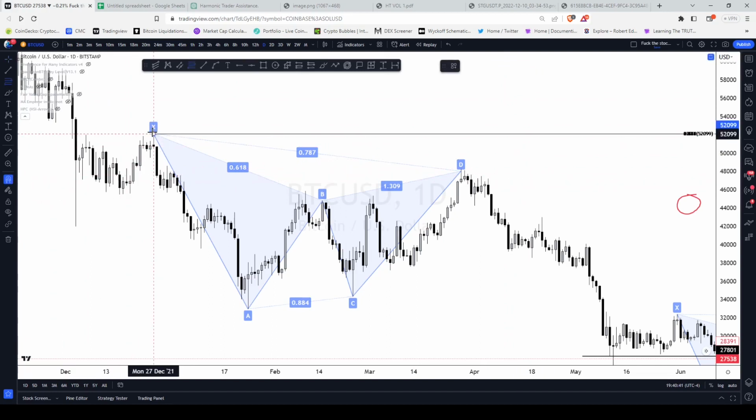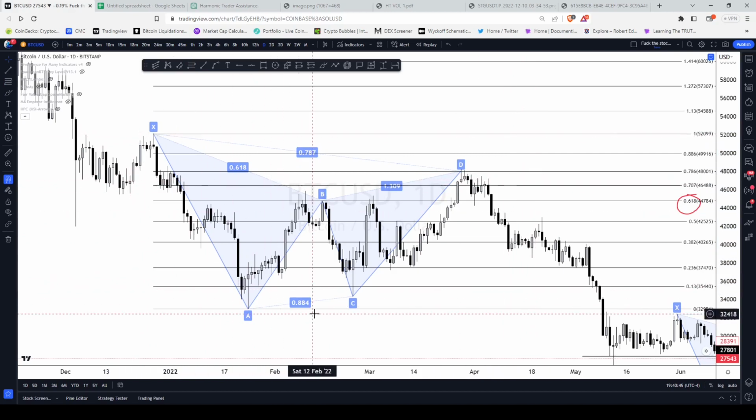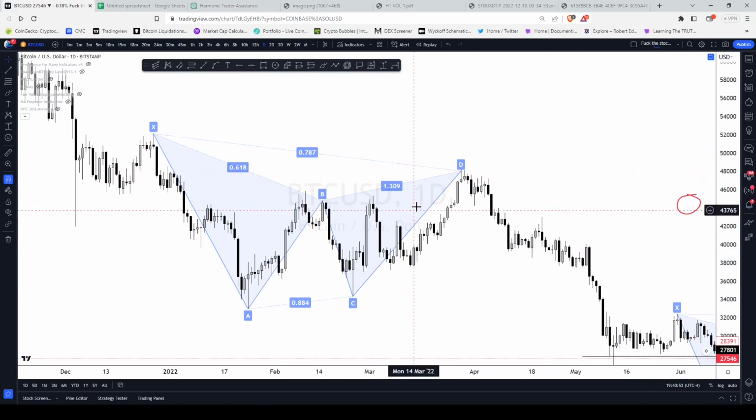That's going to be your 78.6% move up from this 100% move here. So 78.6, .786. All right.